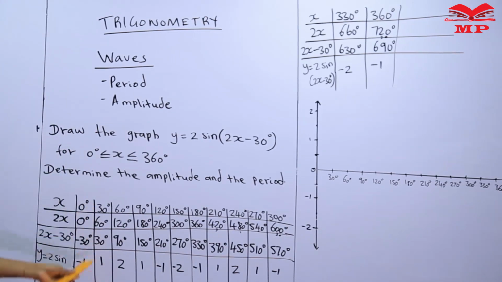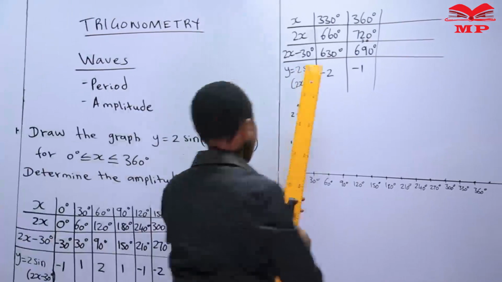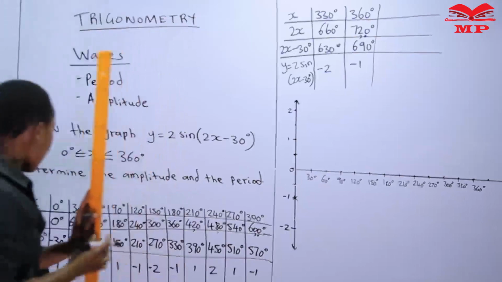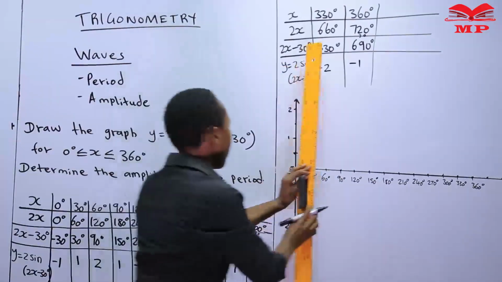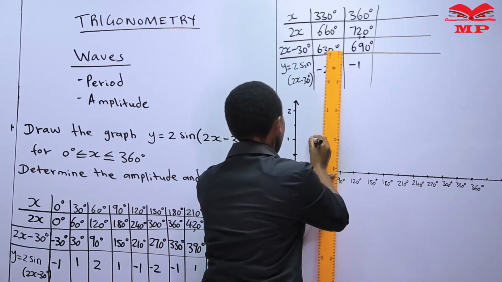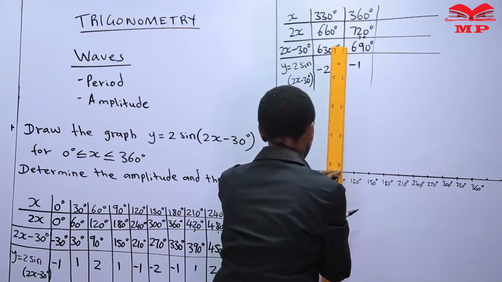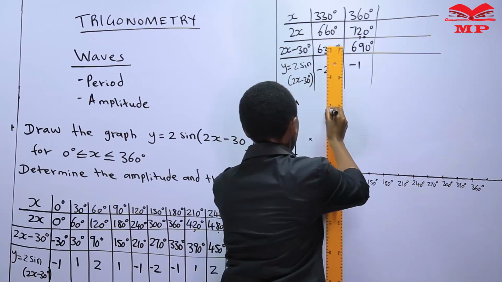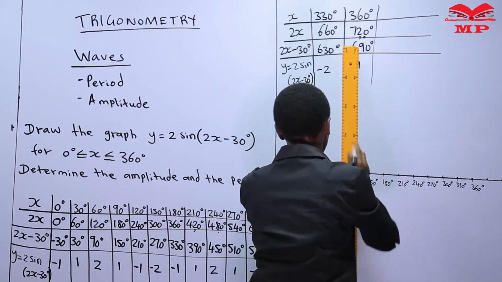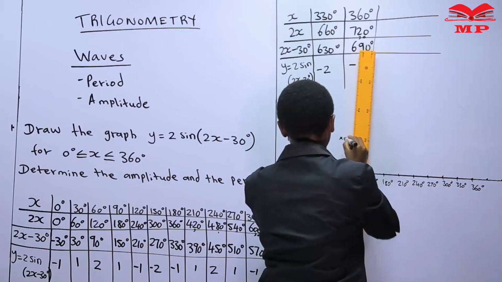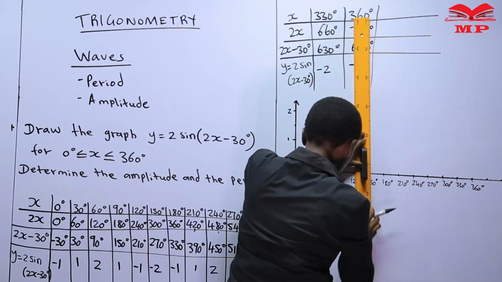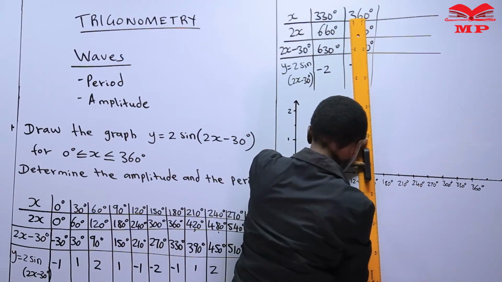So we have x 0, our y is negative 1. Then we have 30, we have 1. Then we have 60 here, we have 2 at that point. Then we have 90. We go back to 1. 90, we have 1. Then we have 120, negative 1. 120, we have up to here, negative 1.